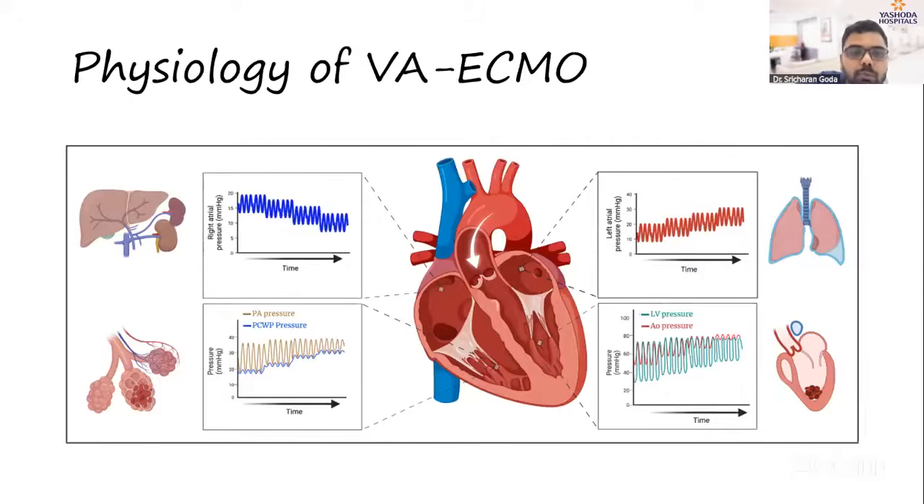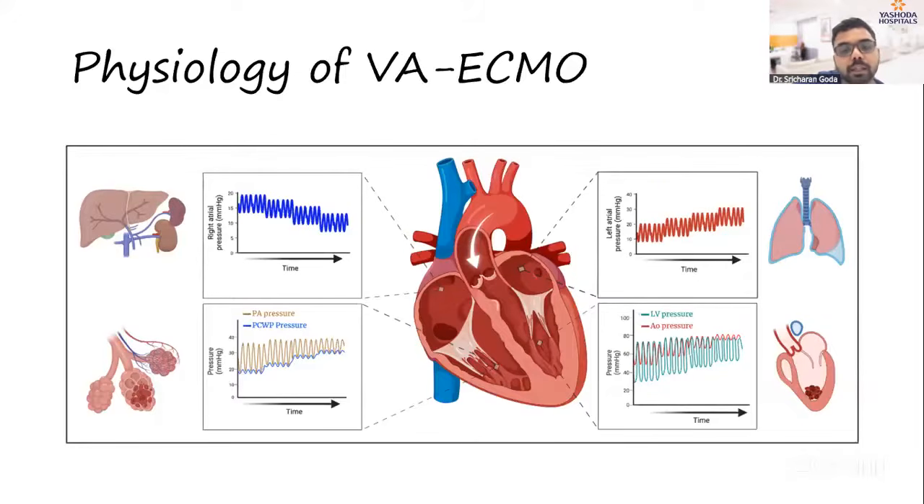Peripheral insertion is the most common modality of initiation. It would be a femoral venous cannula with a femoral arterial cannula. Given these scenarios, we can understand the various pressure changes which happen across the myocardial chambers as well as in the lungs when the patient is instituted on veno-arterial ECMO.